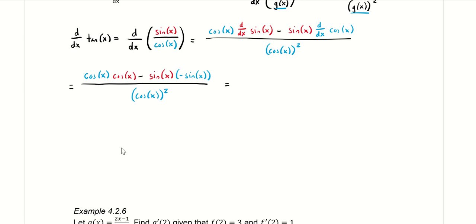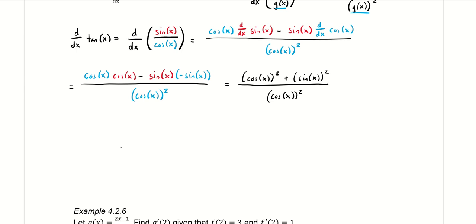So cosine of x times cosine of x is cosine of x squared. I have minus times something that's negative, so that's going to be plus sine of x squared all over cosine of x squared.